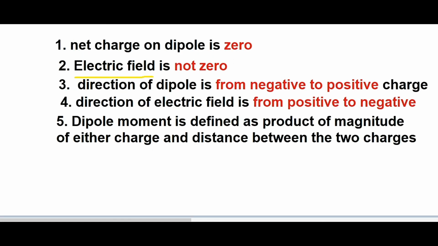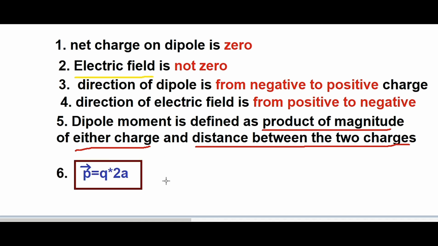Now the formula of dipole, or dipole moment, is given by, okay, so dipole moment is defined as the product of the magnitude of either charge and the distance between the two charges. So we can write the formula, as we have to consider only the magnitude. Sixth point, p is equal to q into 2a, where p is known as the dipole moment, q is the magnitude of the charge and 2a is the distance between the two charges. So this is the formula for your dipole moment.